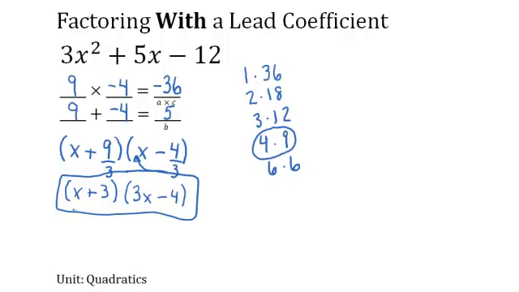We could check that. We could FOIL: x times 3x gives 3x squared. x and a negative 4 would give us negative 4x. 3 times 9x would give us 9x. Those terms would add together to give us 5x. And then 3 times negative 4 would be negative 12.